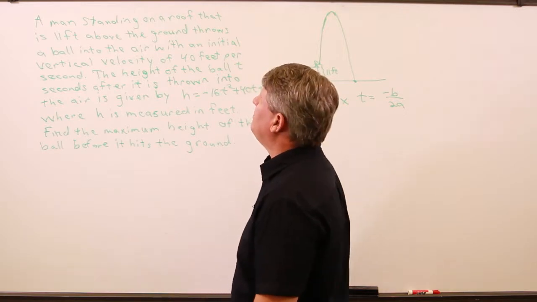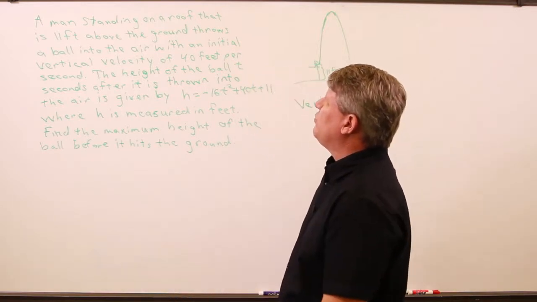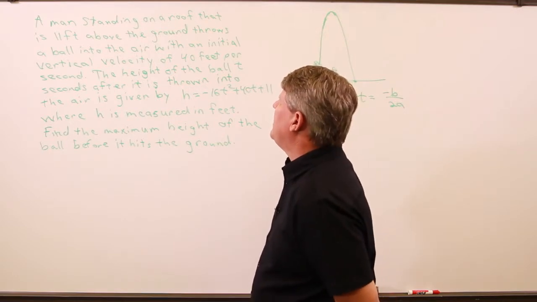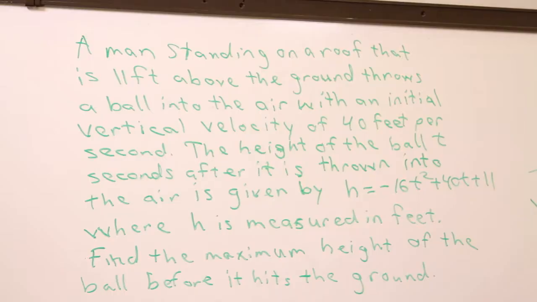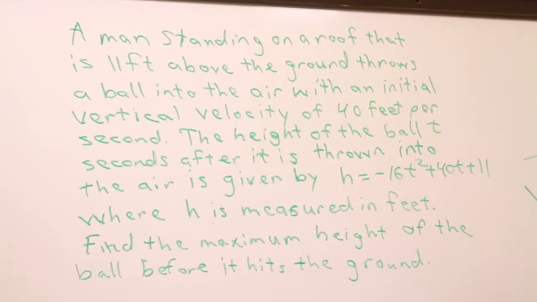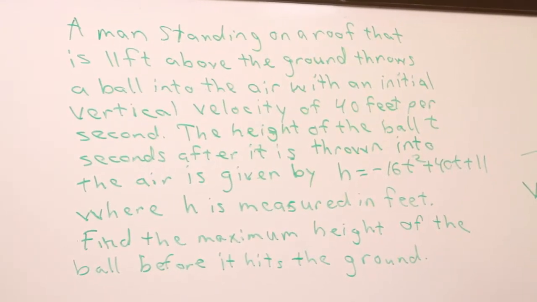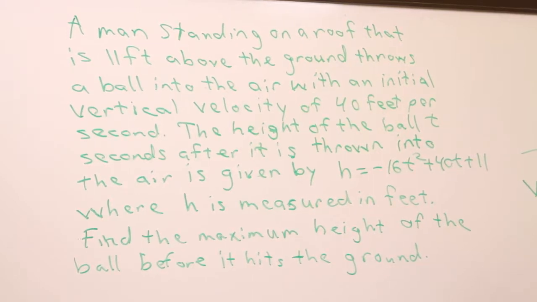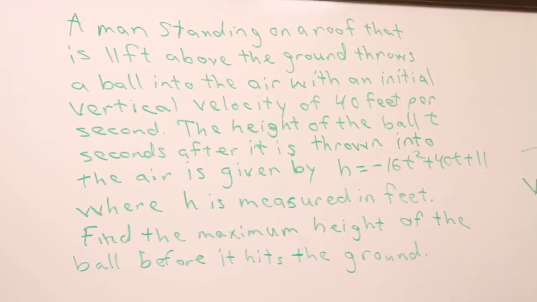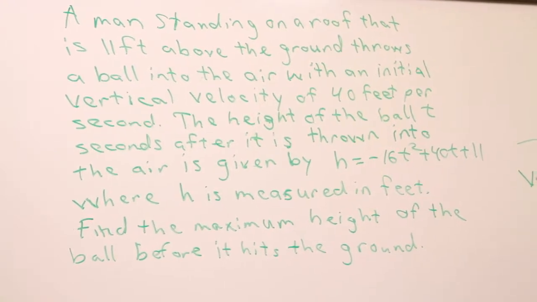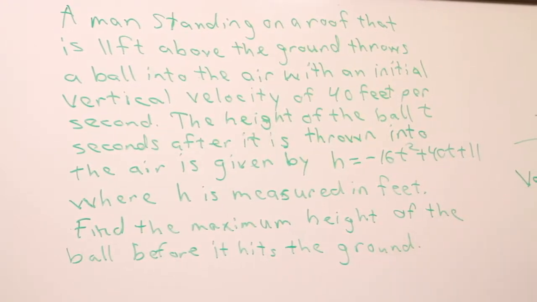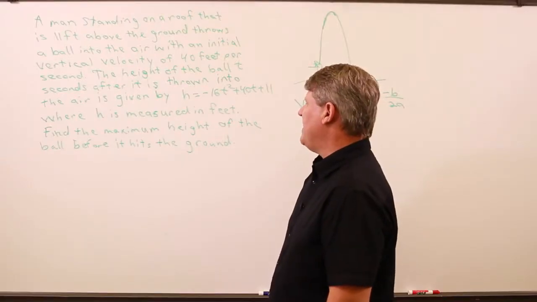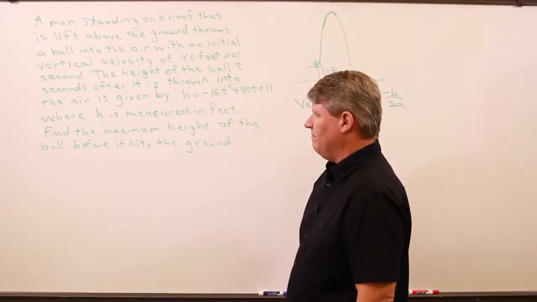We have to solve this problem. A man is standing on a roof that is 11 feet above the ground, and he throws a ball into the air with an initial vertical velocity of 40 feet per second. The height of the ball, t seconds after it is thrown into the air, is given by h is equal to negative 16t squared plus 40t plus 11, where h is measured in feet. Find the maximum height of the ball before it hits the ground.